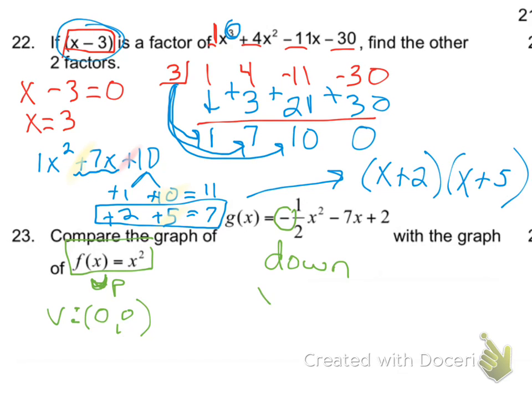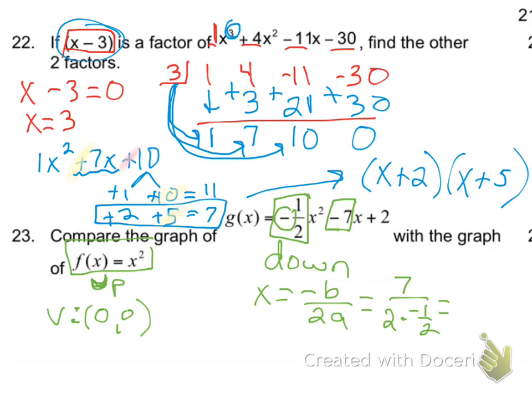To find the vertex, you let x equal the opposite of b over 2a. A is your leading coefficient in front of x squared. B is the coefficient in front of x. So the opposite of negative 7 is a positive 7. 2 times a, which is negative 1/2, gives me 7 over negative 1, which is negative 7. That tells me in the x direction it moves negative 7, or it moves left 7.